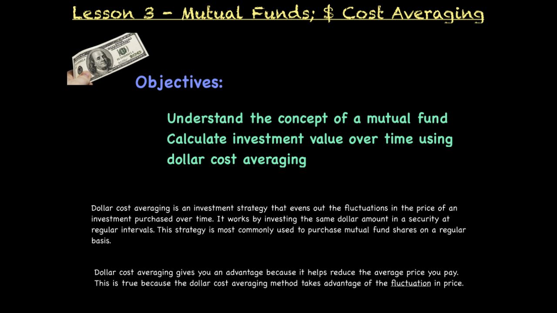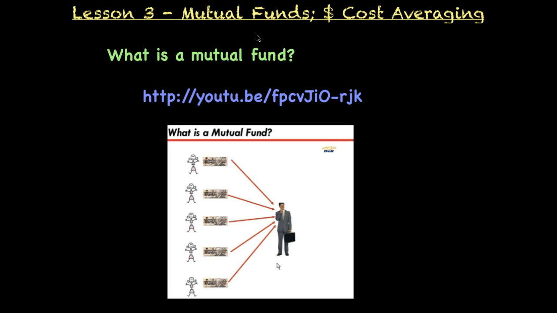We use this strategy most often when we purchase mutual funds. People will invest a certain amount each month. Dollar cost averaging will give you an advantage because it helps reduce the average price you pay. The one thing you have to understand with dollar cost averaging is it does help take away some of the risk, but it also takes away some of the growth. Before we look at some examples using dollar cost averaging, let's look at what is a mutual fund.